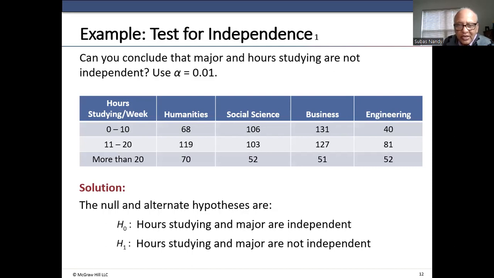First row: 68, enter, 106, enter, 131, enter, 40, enter. Then the next row: 119, enter, 103, enter, 127, enter, 81, enter. Then 70, enter, 52, enter, 51, enter, 52, enter. So we have entered all the observed values in matrix A.